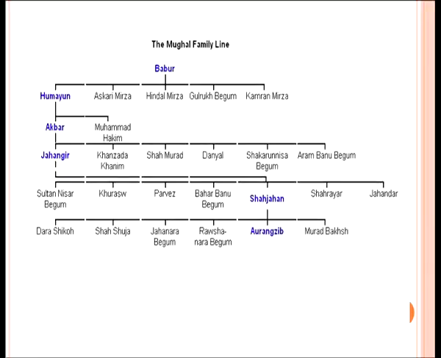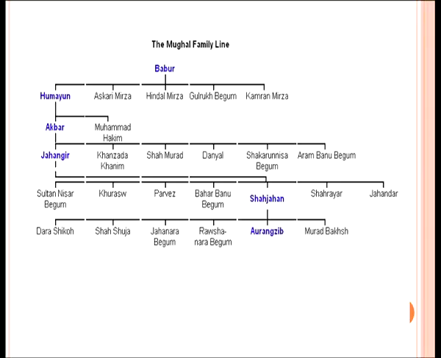The first one talks about the Mughal family line. Here, we want to see whether it is always the eldest born who becomes the next emperor. Just by looking at this concept map, you can see that it's not always true when we talk about the Mughal family line or Mughal dynasty.